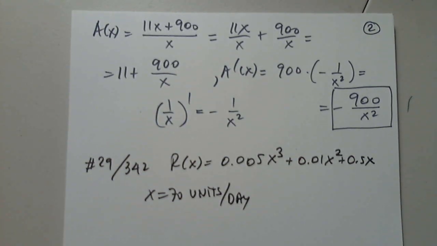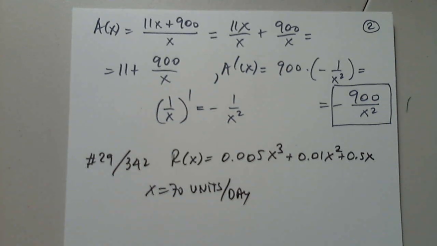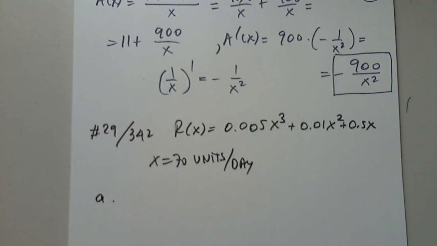What is the current daily revenue? Daily current revenue. So what do you think we need to do? They're producing 70 units per day. What will be the revenue per day? How do I determine that? What do I have to do? Plug in 70. Exactly. In the revenue, I will plug in 70.